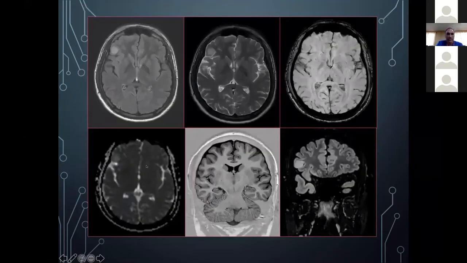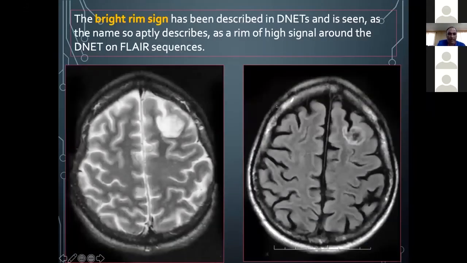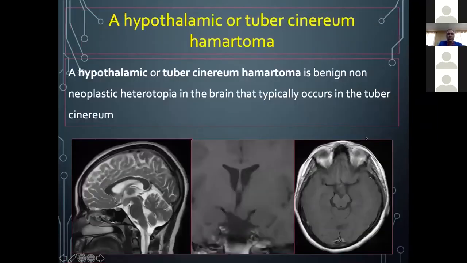Another case, you can see that small focal lesion, very nicely seen on all sequences, can be identified very easily, and there's no enhancement suggestive of a DNET. This is a bright rim sign. You can see marginal hyperintensity on the FLAIR images.